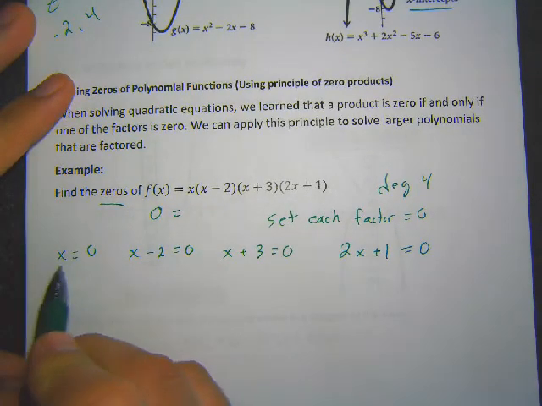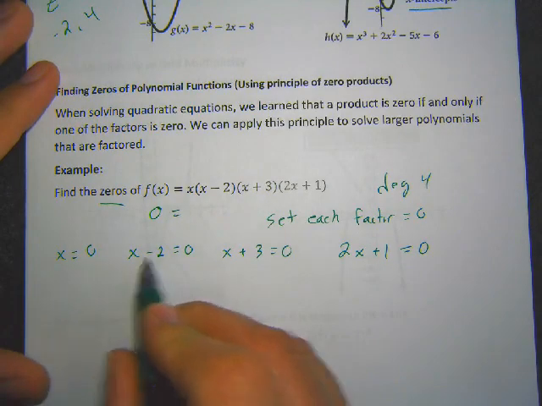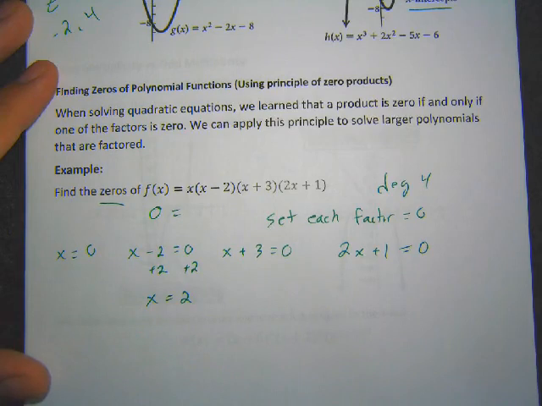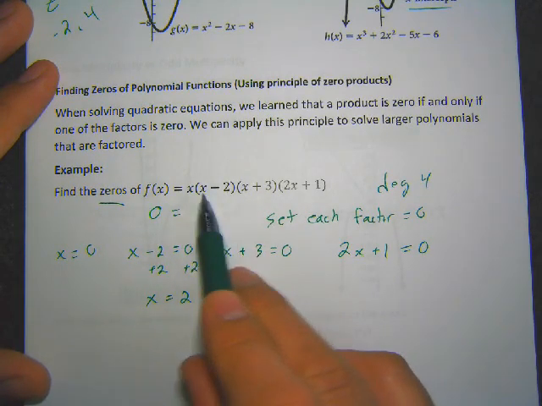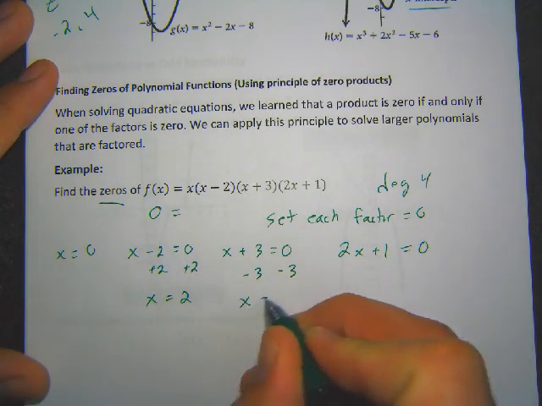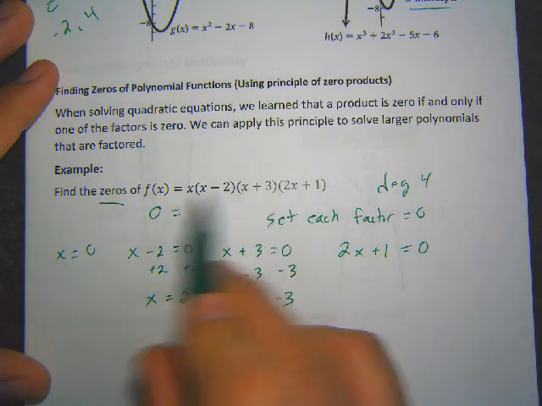The first one's done, right? x is 0, that is a zero. If you put 0 in here and multiply, everything's 0. Here we just add 2 across, so we see that x equals 2 would be the next zero. So I plug a 2 into here, 2 minus 2 would be 0, and so if this part's 0, the whole thing's 0. Subtract 3 across in the next one, so we see that x equals negative 3 is a zero. So plug negative 3 in there, and this 0 makes everything 0.